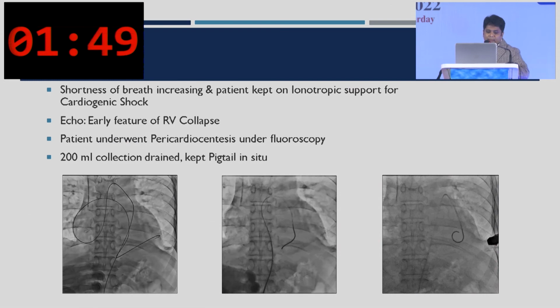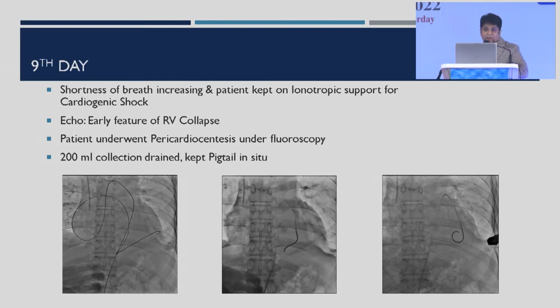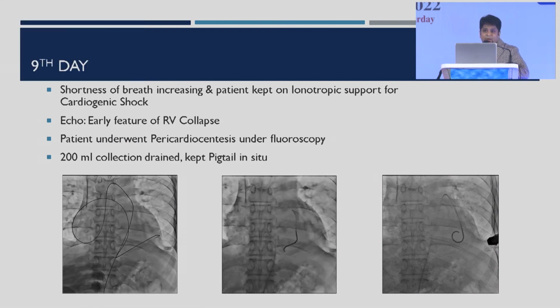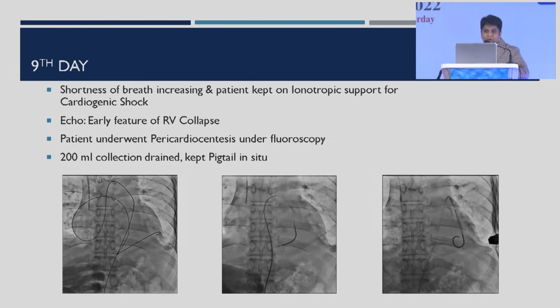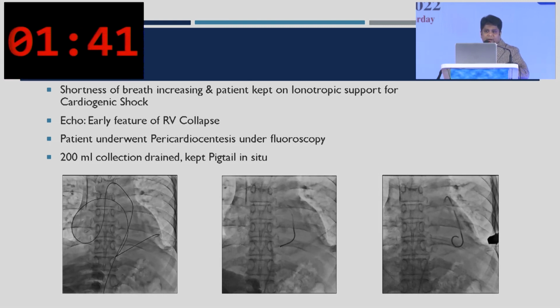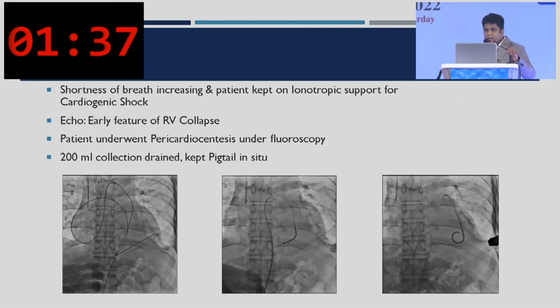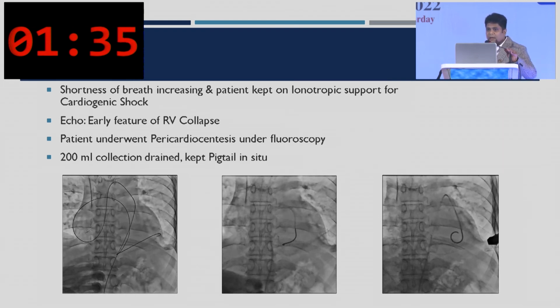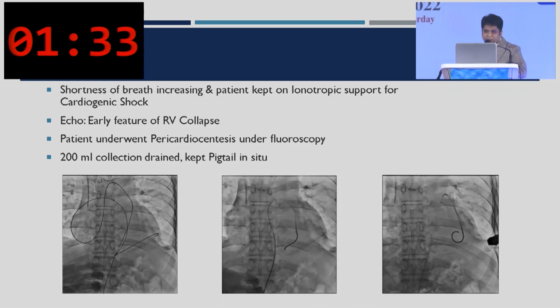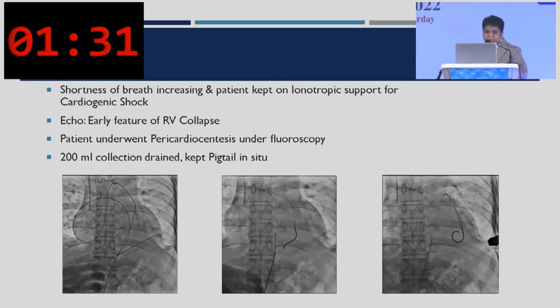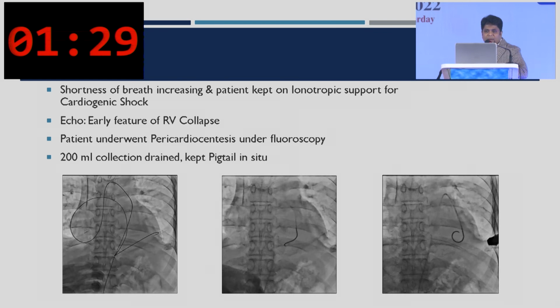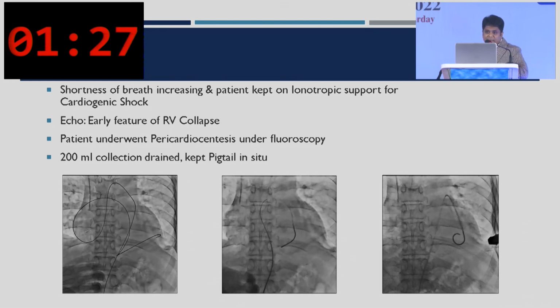On the 9th day, the shortness of breath was increasing, and the patient was kept on inotropic support for his cardiogenic shock. Echo showed the early feature of RV collapse, and we made a cardiology board and decided to go for urgent pericardiocentesis under fluoroscopy. We drained out 200 ml of fluid and kept the pigtail in situ.